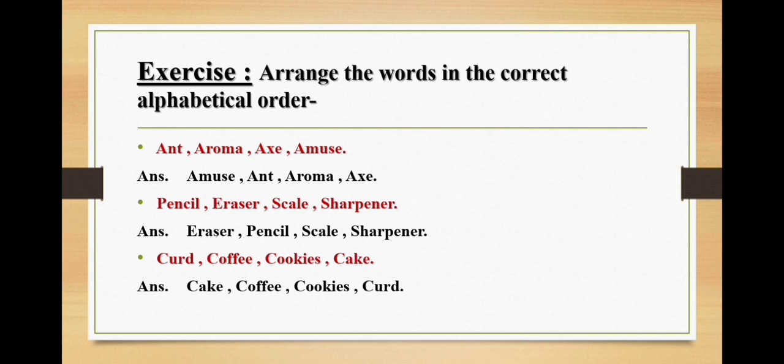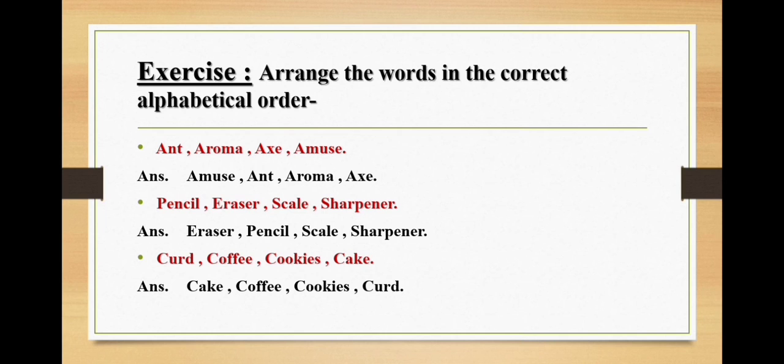So the second letter in the first word, that is ant, is N. Second word is aroma and the second letter is R. Third is axe and fourth one is M. So the word amuse will come at the beginning because M comes before N. Now the second word will be ant because N comes after M. Third will be aroma because R comes before X. And at last axe, that is AXE. So it will be arranged like this: amuse, ant, aroma, axe.